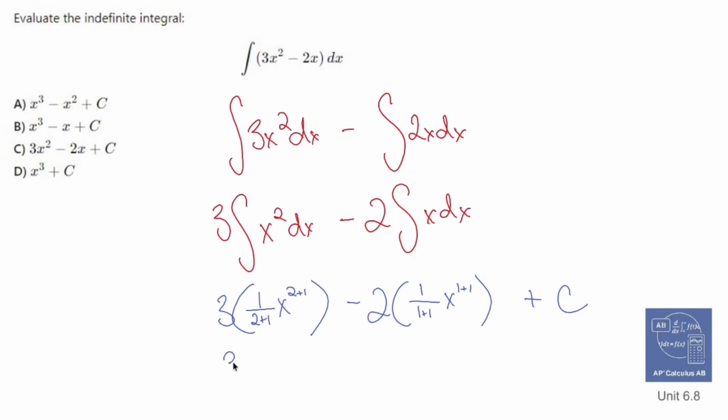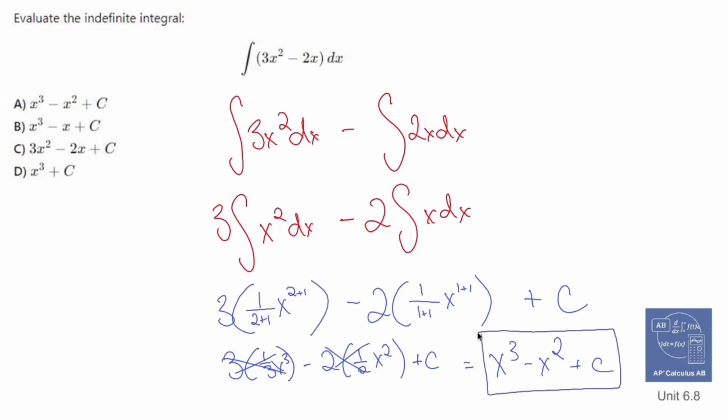Now we simplify 3 times a third, x to the third, minus 2 times a half, x squared. Beautiful things happen. You cancel out, and you're left with x cubed minus x squared plus c. As you do more of these, you might be able to skip some of these steps, and you'll find things that are a little bit faster. But right now we're at the very beginning, which is a very good place to start, and we're just making sure we show all of our steps.